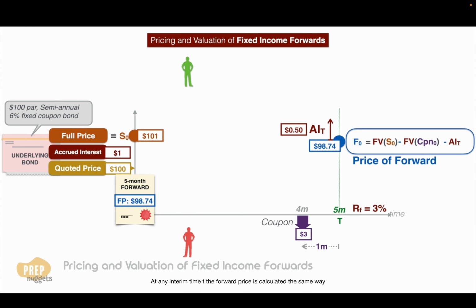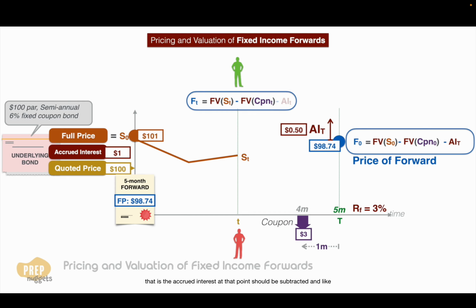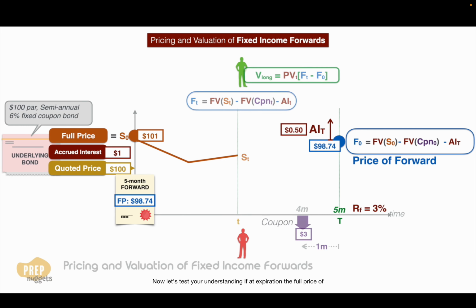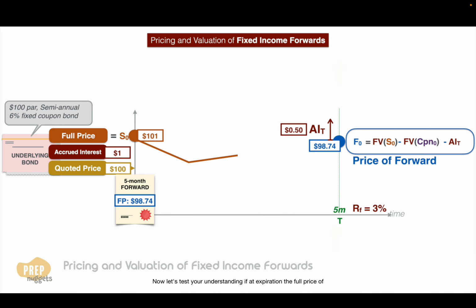At any interim time t, the forward price is calculated the same way. That is, the accrued interest at that point should be subtracted. And like any forward, the value of the forward to the long is the PV of the increase in forward price. We shall not go through the details of these, as you are already familiar with the processes. Now, let's test your understanding. If at expiration the full price of the underlying bond is $98, what is the profit to the long?